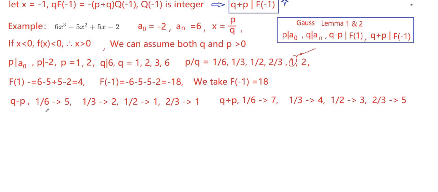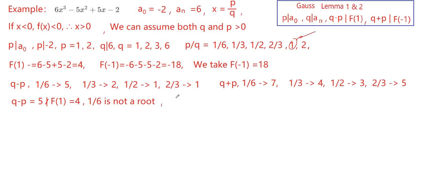Okay, we calculate the q minus p and q plus p. For example, for the first one, q minus p is equal to 5. Can 5 divide f(1)? f(1) is 4. 5 cannot divide 4. So 1/6 is not an answer.